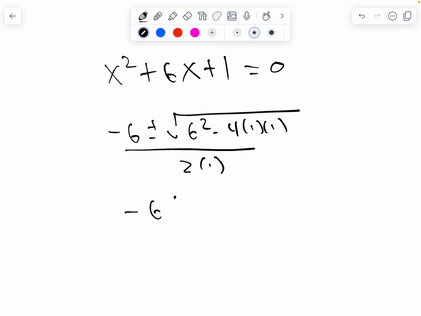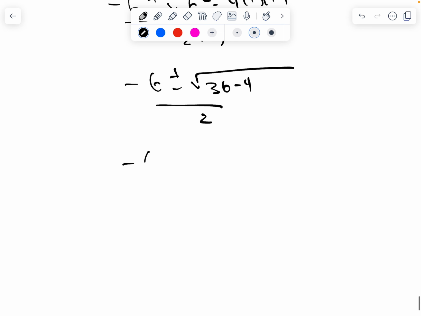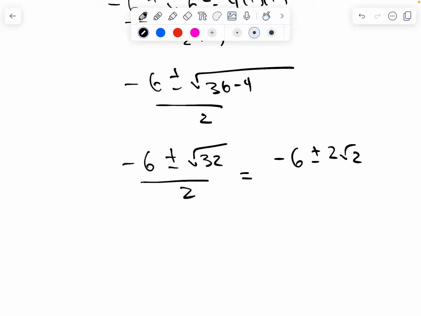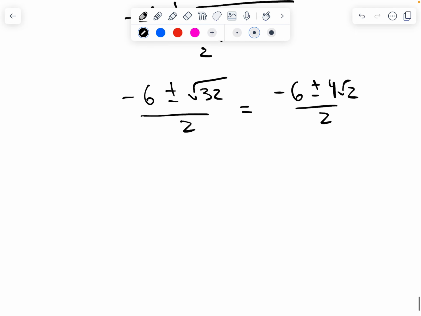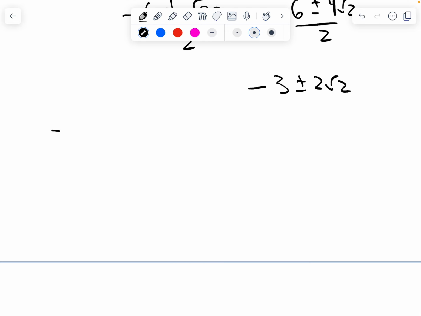All right, and I'm just kind of zipping through this kind of fast. That's going to be 36 minus 4. And that's going to be negative 6 plus or minus the square root of 32 over 2. I'm not going to walk through simplifying the square root, but take my word for it that the square root of 32 is 4 square roots of 2. And that's going to turn into negative 3 plus or minus 2 square roots of 2. So the two solutions are, on the one hand, negative 3 minus 2 square roots of 2, and on the other hand, negative 3 plus 2 square roots of 2.